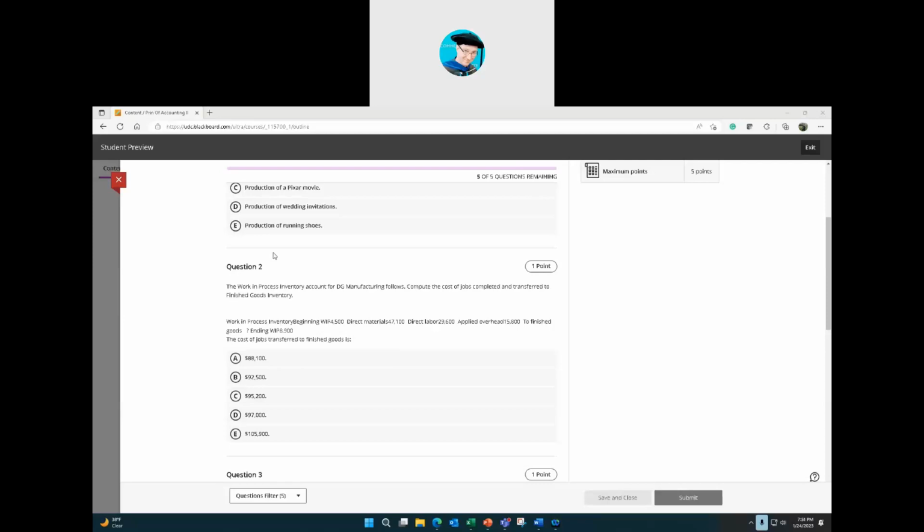Here we go. It says the work in process inventory account for this manufacturer is as follows. The question says compute the cost of jobs completed and transferred to finished goods. So, Matt, what I'm looking for here is how much is in finished goods? And we know there's a formula for this. If we apply it here, we can figure out how much was transferred.